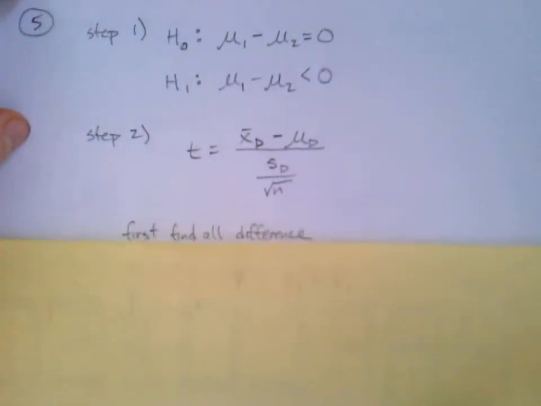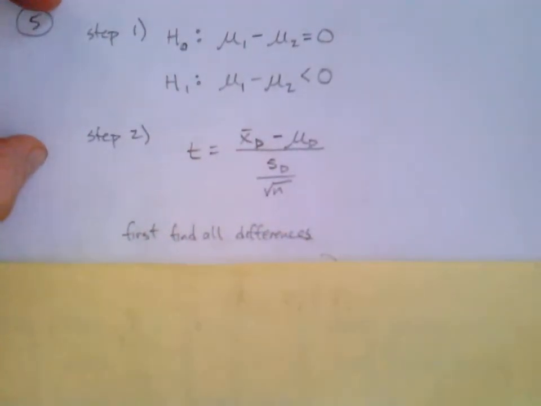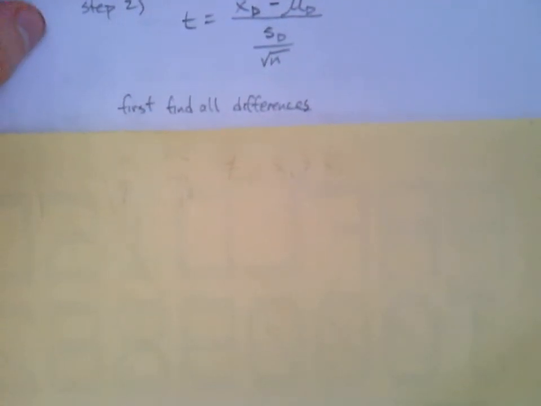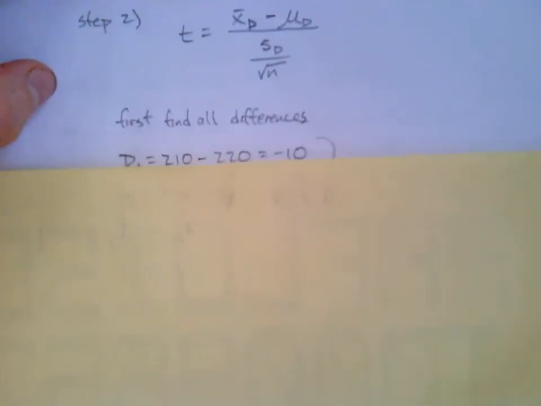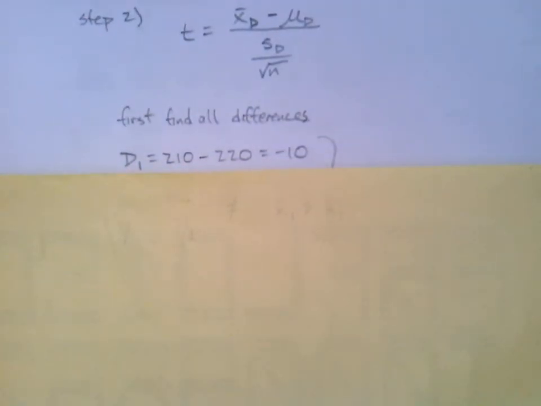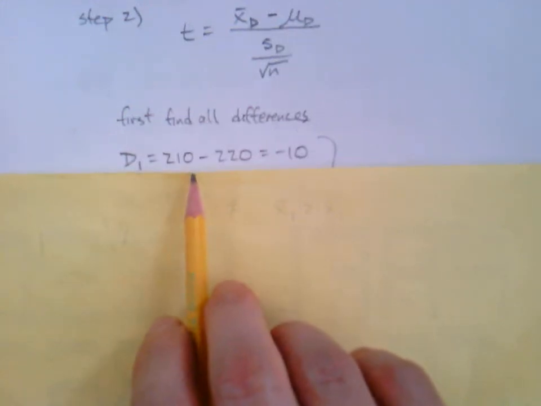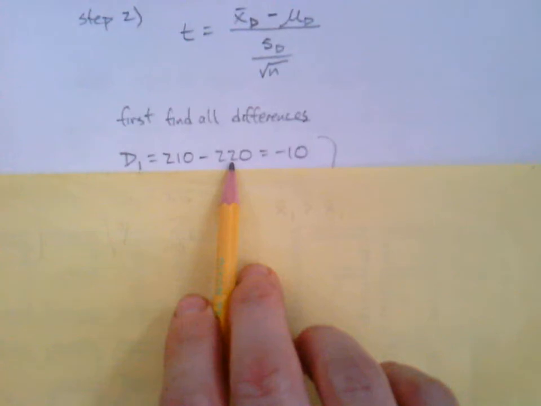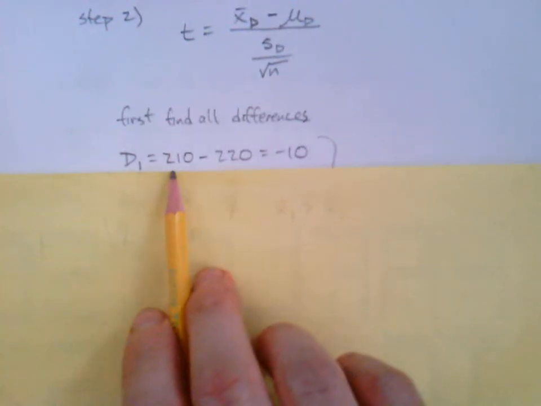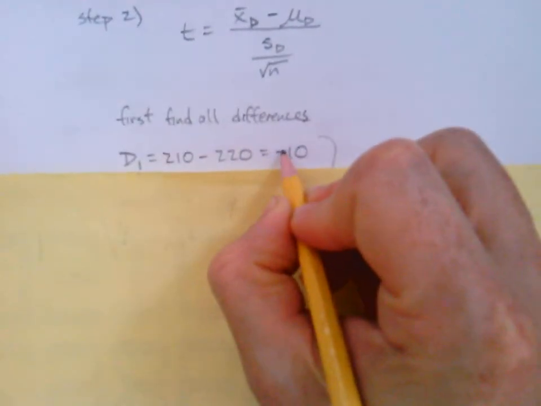Here's what we're going to do. We're first going to find all of the differences. Here's what I mean. We're going to look at the difference of each athlete between their 2 tests. So capital D sub 1 is athlete number 1. He started off at 210. 2 weeks later, he was able to bench press 220. So group 1 minus group 2, negative 10. He got stronger.